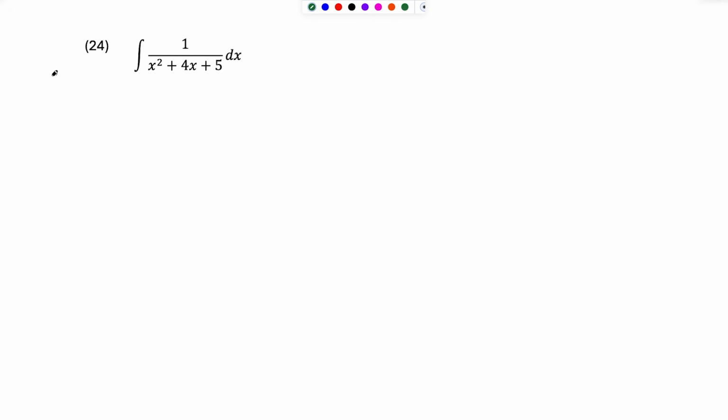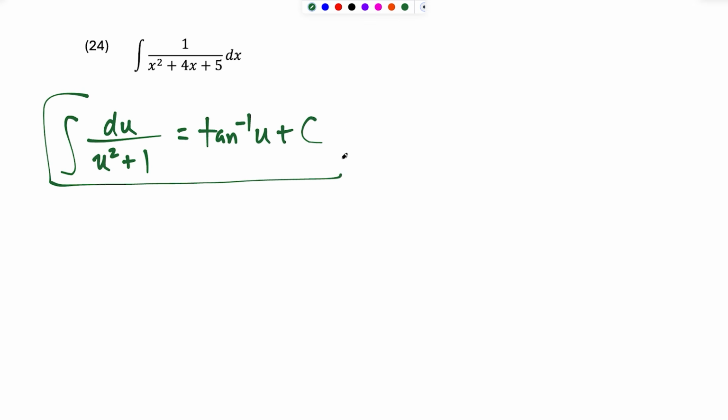Question 24, we have to evaluate this indefinite integral. And for this one, we're going to use a u substitution. But this one's a little trickier. We have to get this in the form of du over u squared plus 1, or 1 plus u squared. So we could say the antiderivative is tangent inverse u and then plus c. Okay, so this is the formula we want to use for this question here.